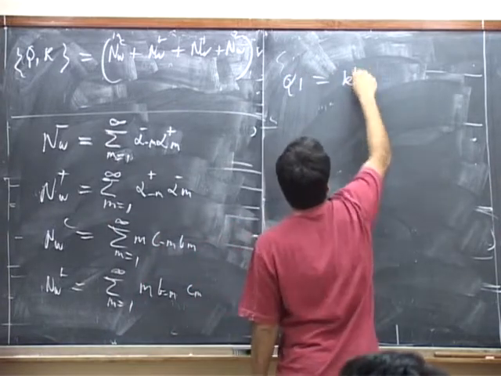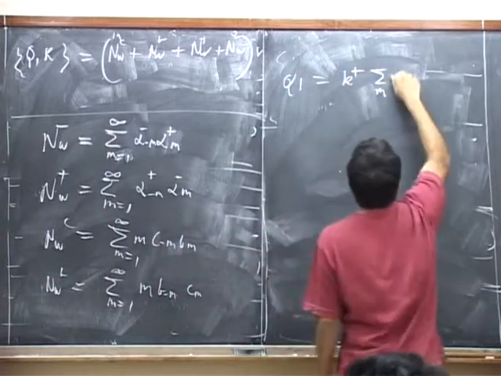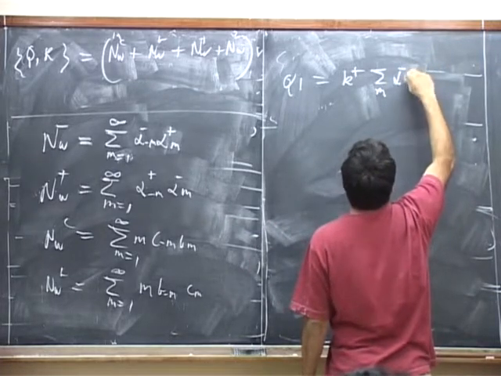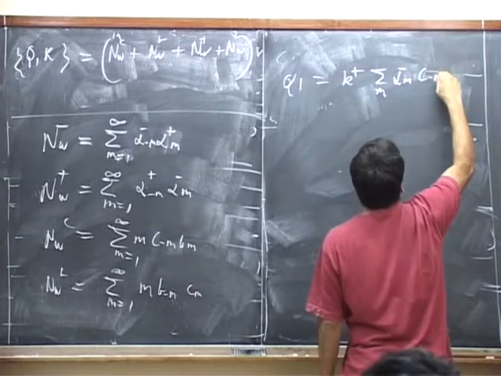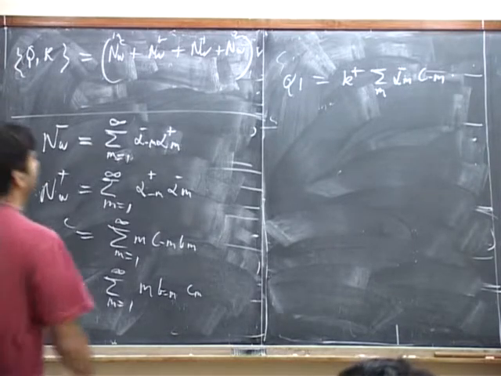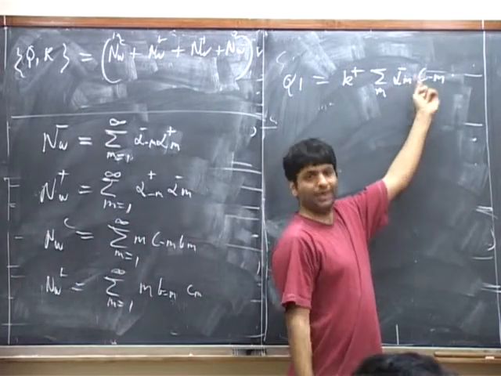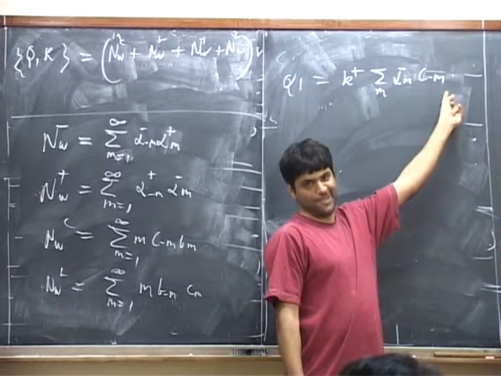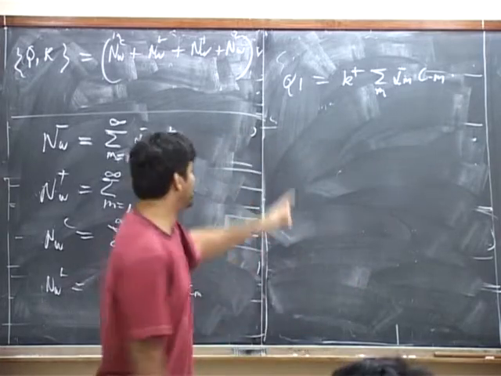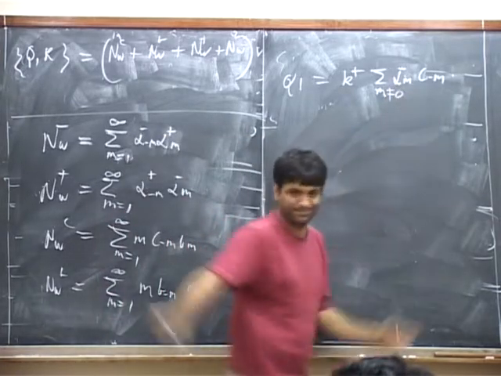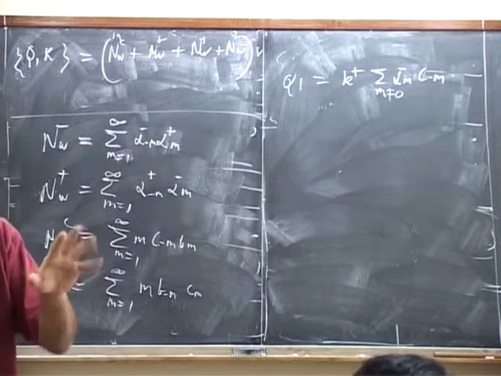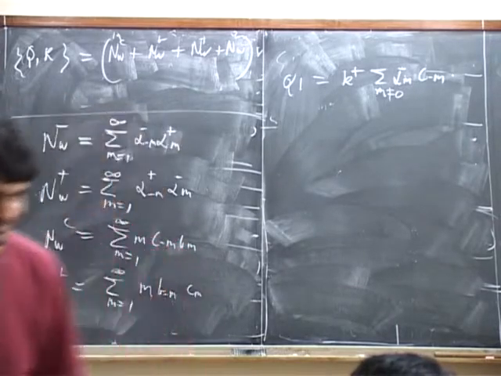Q1 was equal to K plus times the sum over M of alpha minus M C minus M. It's totally clear. Basically, it's one positive mode, one negative mode. Therefore, one of the two always annihilates the vacuum. Since the sum runs over M not equal to 0, you don't get any possible contributions from zero modes.